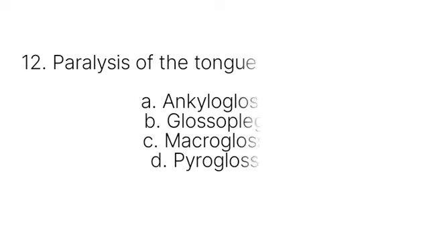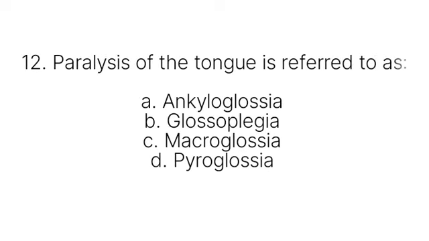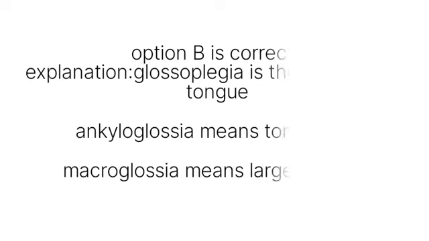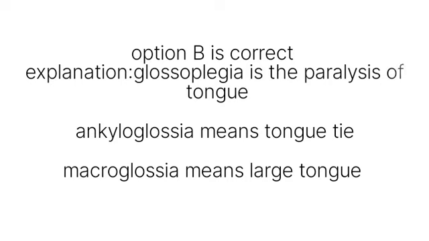12. Paralysis of the tongue is referred to as A. ankyloglossia, B. glossoplegia, C. macroglossia, D. pyroglossia, E. geographic tongue. Option B is correct. Explanation: glossoplegia is the paralysis of tongue. Ankyloglossia means tongue tie. Macroglossia means large tongue.